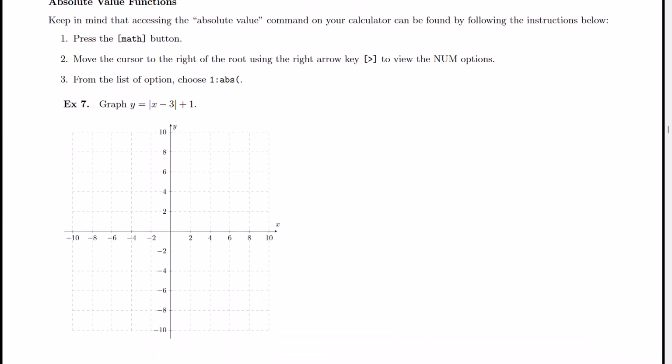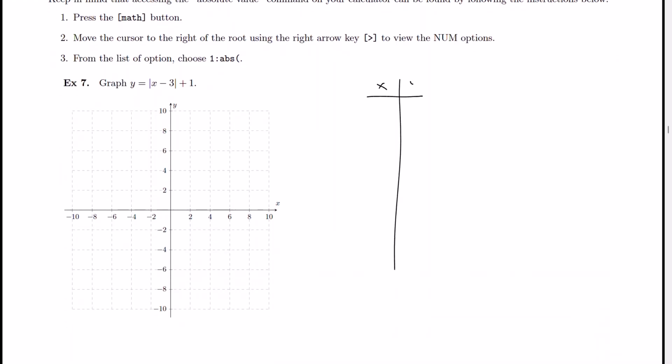If I'm doing this by hand, I can start by making a small table and pick some random values for x. For example, 3 and 2 and 1 and maybe 4 and 5. And I plug the x values into my equation to see what ends up happening. So for example, when x is 1, the y will be the absolute value of 1 minus 3, plus 1, which is the absolute value of -2 plus 1. The absolute value of a negative number becomes positive, so I get 2 plus 1, which is going to be 3. So when x is 1, my y value is 3, then I can locate it on my grid, and then I move on to the next one.